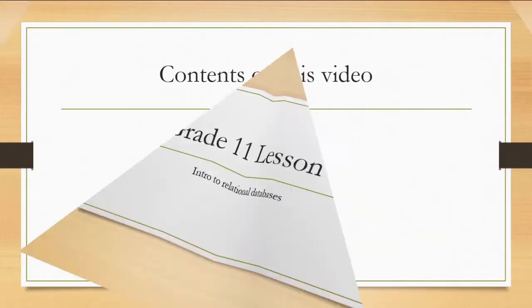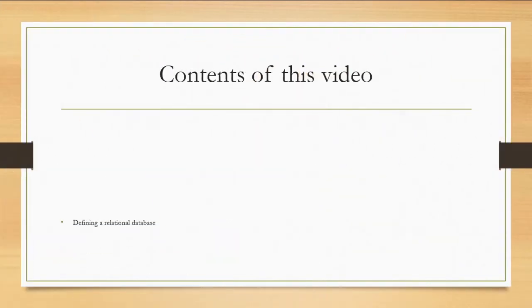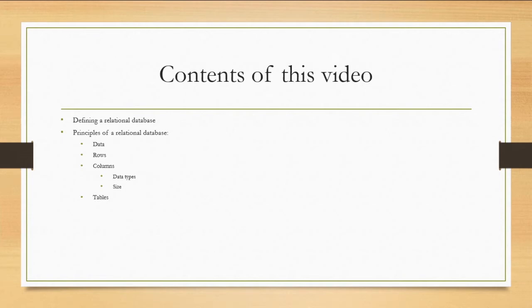Let's begin. Contents of this video. We will be defining a relational database. We will then look at the principles of a relational database, specifically data, rows, columns. In columns, we will look at data types and data sizes. We will then look at tables, and lastly, we will look at primary keys. After that, we will look at two examples, specifically the design view and the datasheet view.